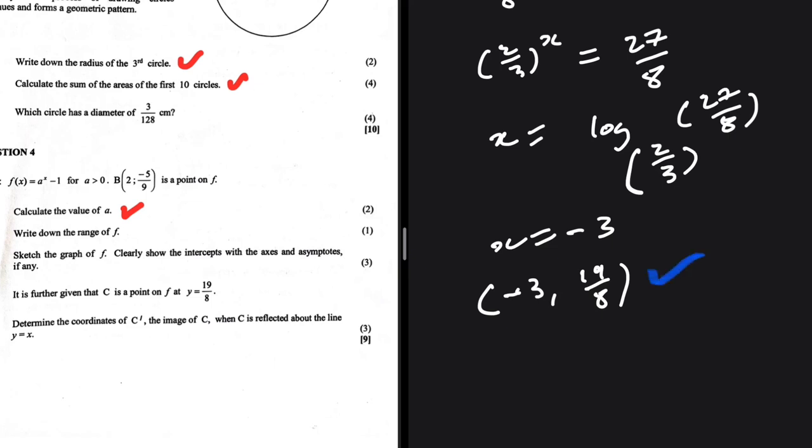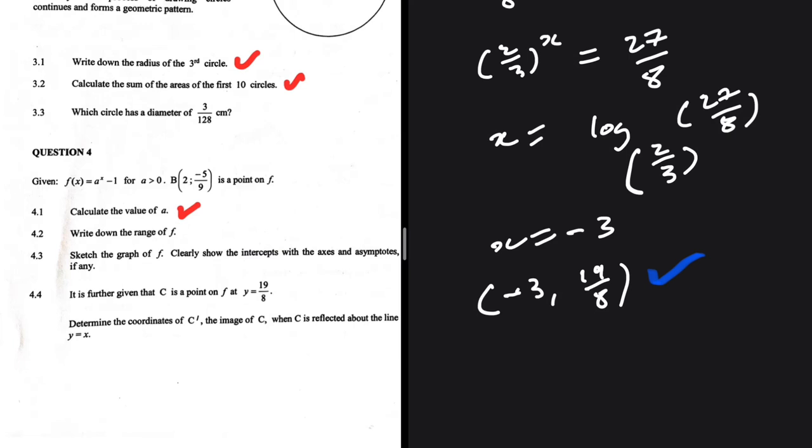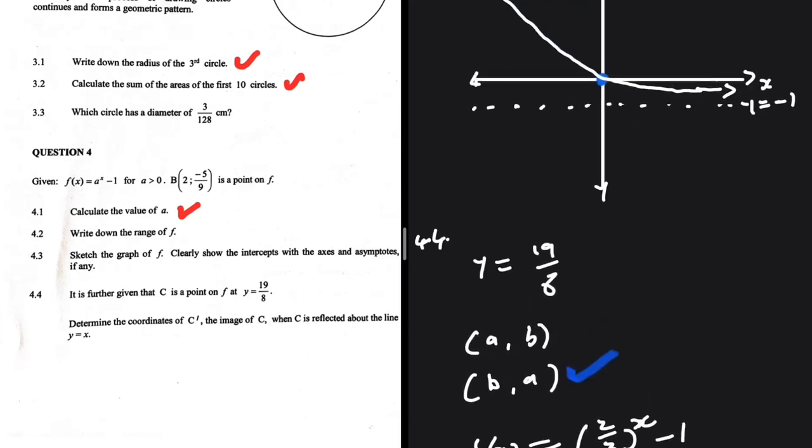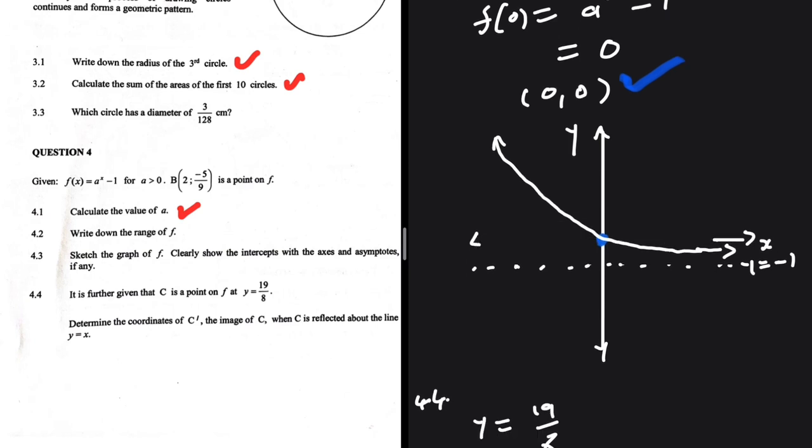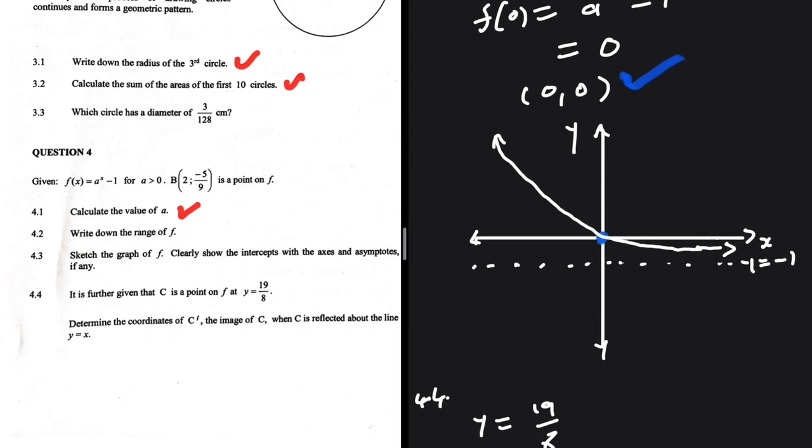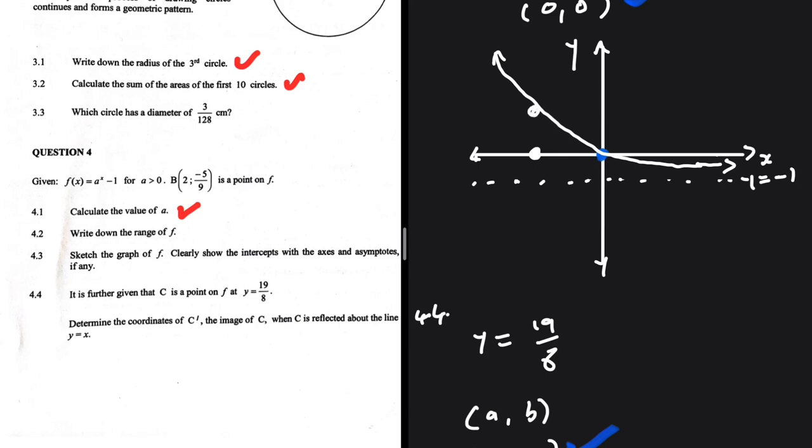We're supposed to reflect this point about y is equal to x. So first of all, let me show you what I was talking about when I said that the way you do 4.3 has to look like this rather than like this. It becomes apparent when we do 4.4, because this point x is -3, right? So x is -3 somewhere here, and then 19/8 is 2.37, so somewhere here. So that is the coordinate.